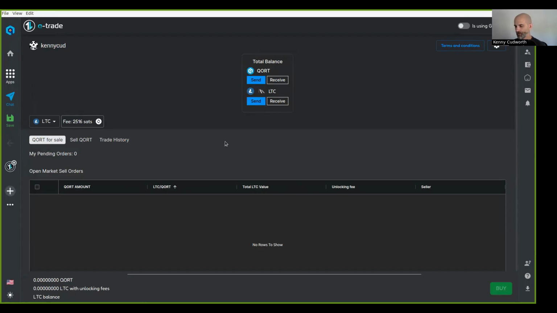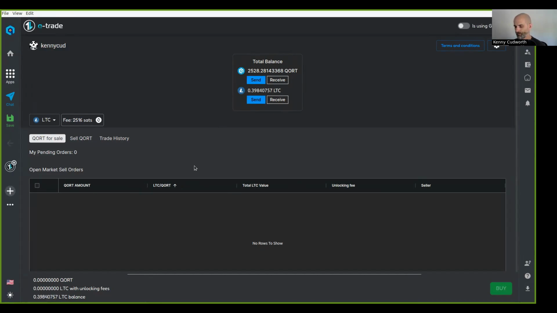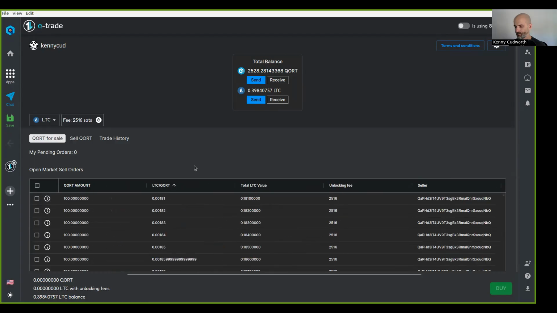And we're going to let some things load up. Qort balance, the Litecoin balance. We're going to let these open market sell orders, these will take a few seconds to load down here. Okay, so there's the open market sell orders from lowest price to highest price. And you can trade many coins on Qortal for Qort. Litecoin is the most popular pair, so that's the one we'll be looking at today.